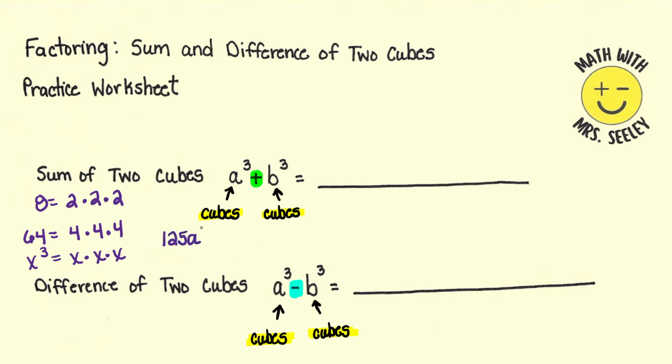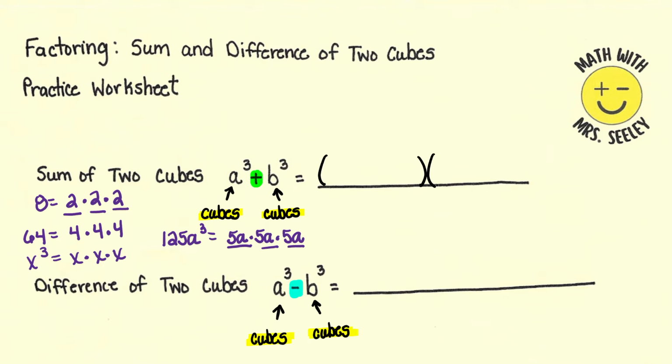125 a cubed. That's a perfect cube because it's 5a times 5a times 5a, because 5 times 5 times 5 is 125, and a times a times a is a to the third. So again, to be a perfect cube, you need the exact same thing 3 times. Once you see you have that pattern, now it's time to factor, and here's your formula.